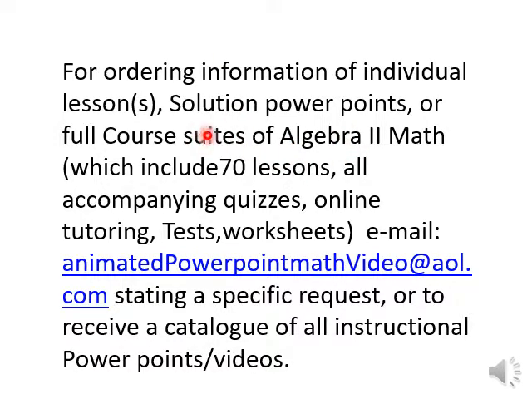Hello everybody, we're getting ready to do 7.5 of Algebra 2 with recursive rules and sequences. And we're going to do part 1.